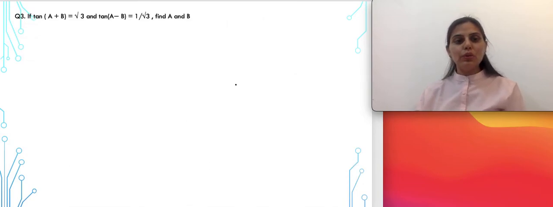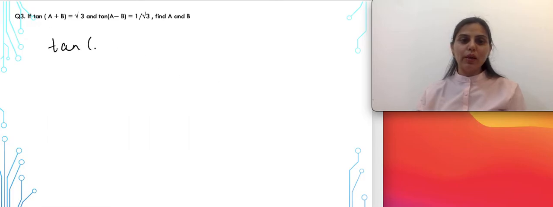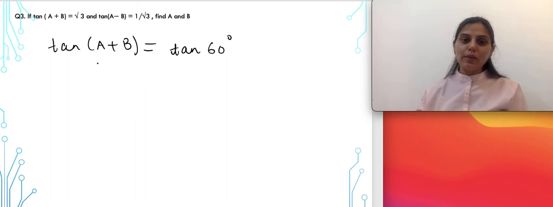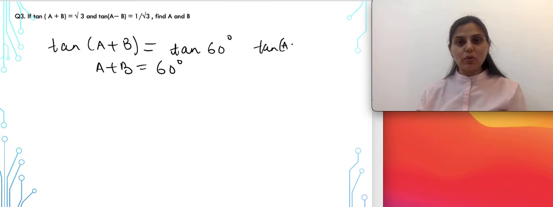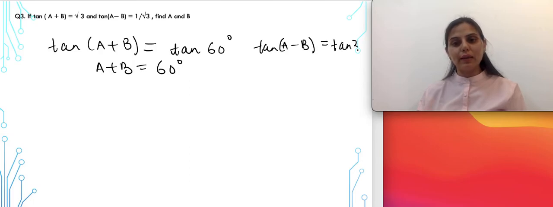Then moving on to question number 3, you are given the value of tan a plus b as root 3. Now if you remember the table carefully, root 3 means the value of tan 60 degree. So if you compare these two, that means the value of a plus b is equal to 60 degree. Similarly, you are given the value of tan a minus b also as 1 upon root 3. 1 upon root 3 is the value for tan 30 degree. So that means the value of a minus b is equal to 30 degrees.